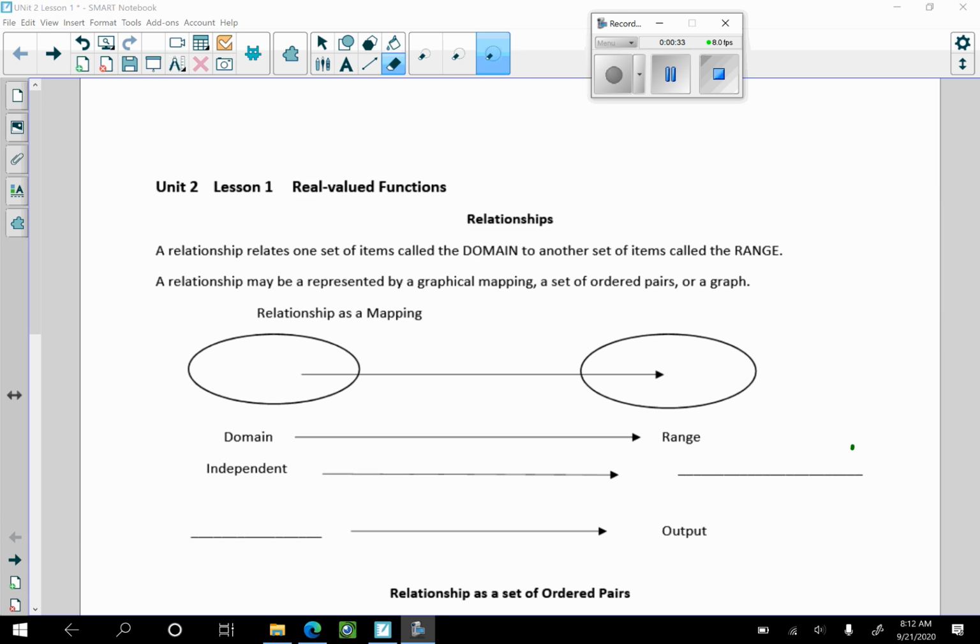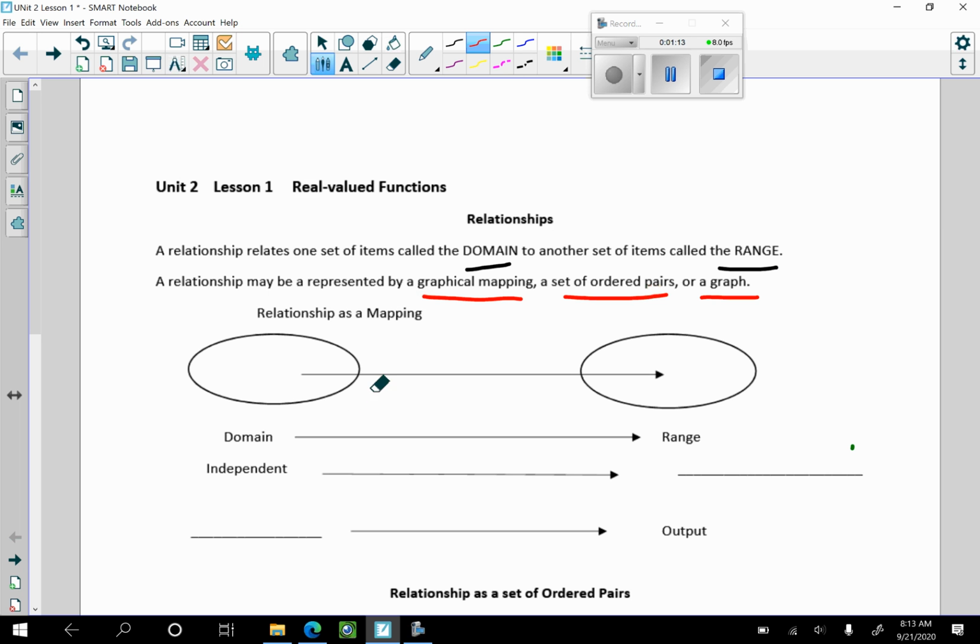Alrighty, so a relationship relates one set of items called the domain to another set of items called the range. And that's for relationships. And not all relationships are functions. A relationship may be represented by a graphical mapping. This is a mapping that I have here. A relationship may be represented as a mapping, a set of ordered pairs, or a graph. And there are lots of different ways you can represent a particular relationship.